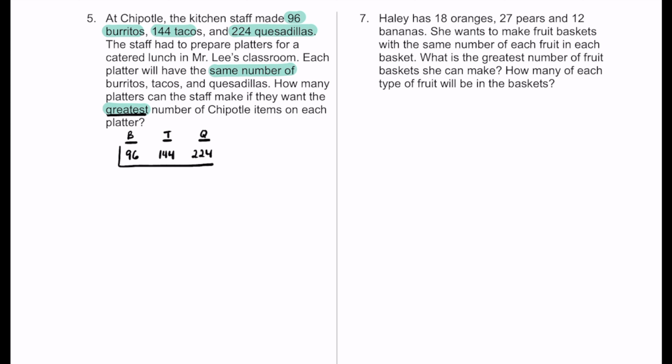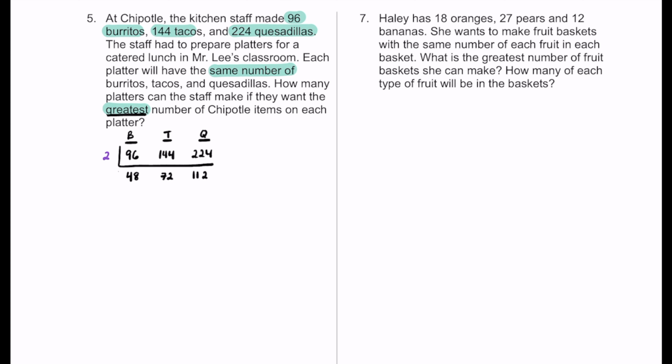Now these numbers are pretty big, but notice how they're all even. So you can go ahead and divide them all by 2. So I'm gonna start with that. And so 96 divided by 2, I think we did that in a previous problem, but that's 48. Half of 144 is gonna be 72, and half of 224 is gonna be 112.